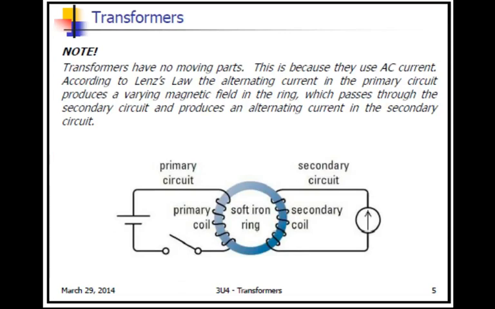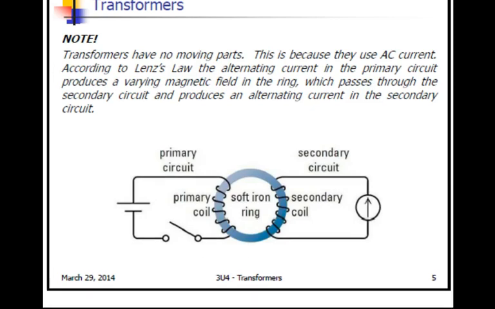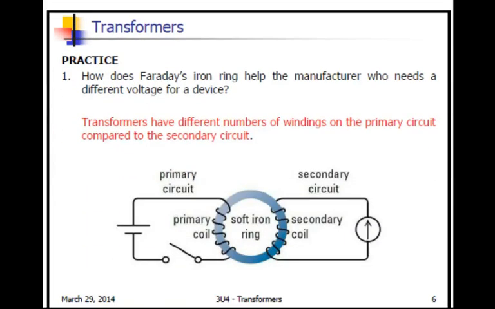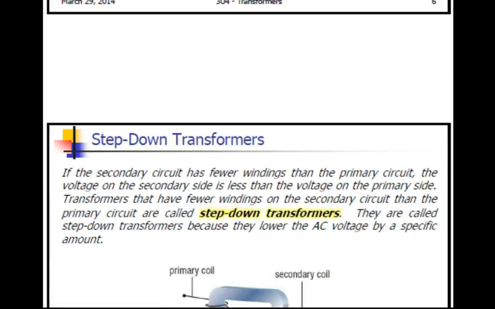Transformers have no moving parts. This is because they use AC current, and according to Lenz's law, the alternating current in the primary circuit produces a varying magnetic field on the ring, which passes through the secondary circuit and produces an alternating current in the secondary circuit. How does Faraday's iron ring help the manufacturer who needs a different voltage for a device? Transformers have different numbers of windings in the primary compared to the secondary circuit, so that's how they work.